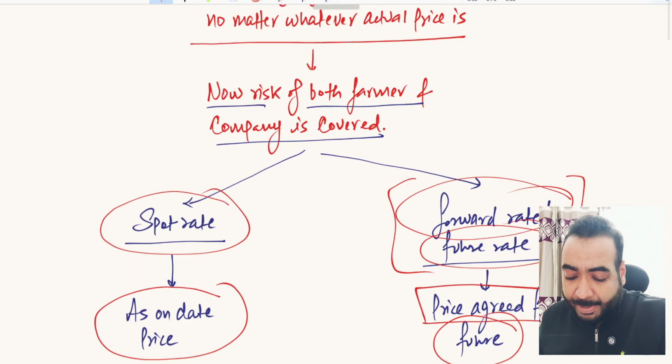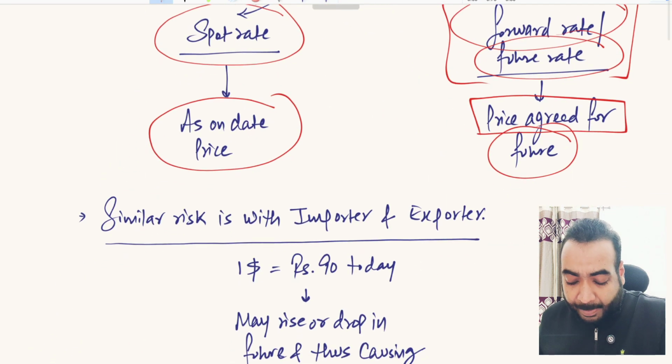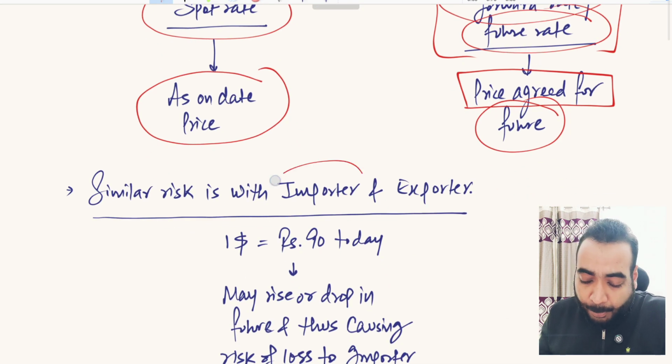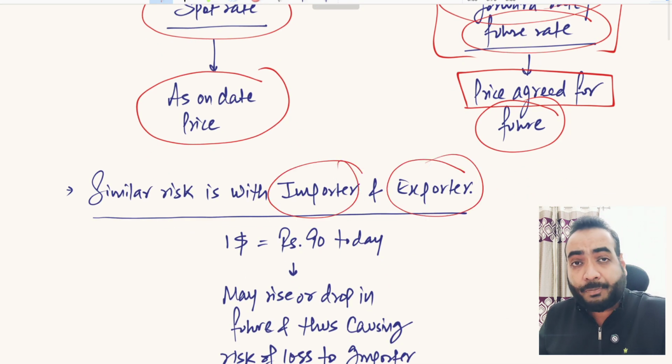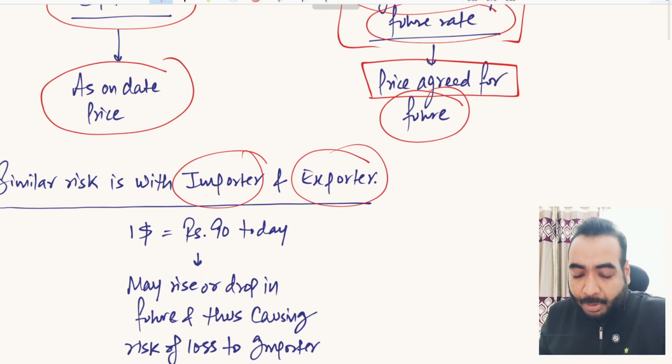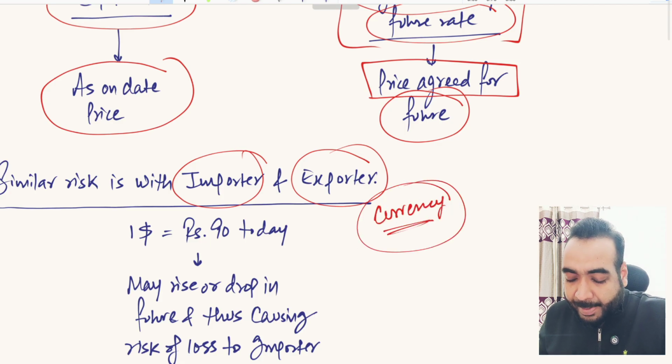Similar to that example, another example is of an importer and an exporter. Now in both of these cases, for importer and exporter, the core thing is currency. They are supplying goods or providing services to each other, that is one separate thing, but they need to lower the risk of currency in it.